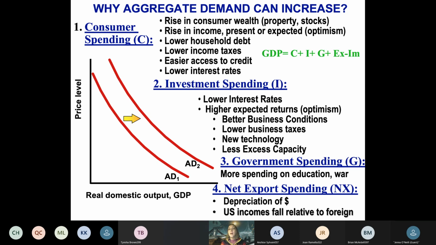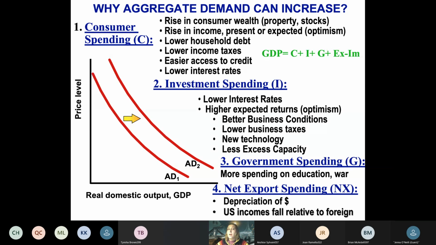So maybe our household debt has decreased, and therefore we feel practically richer, and we want to buy more stuff. Maybe our income taxes have decreased, and now we have more disposable income. Or maybe economic conditions have changed in a way that made it easier for us to obtain credit, and therefore we are more likely to get more durable goods on credit. Or perhaps lower interest rates have encouraged us to spend more money.